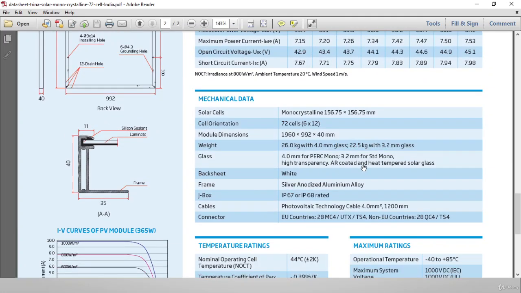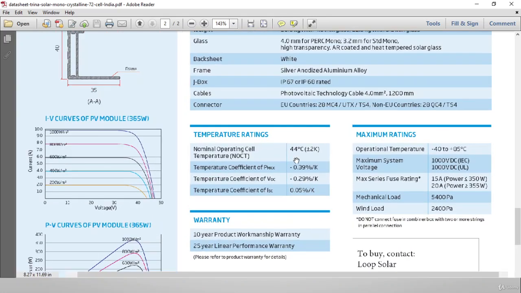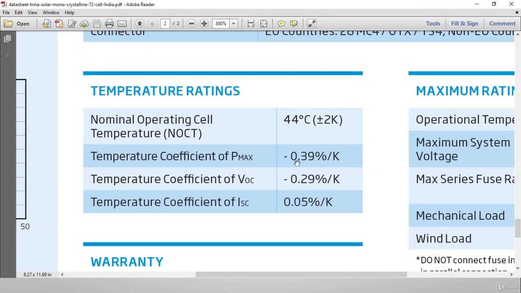The next parameter we have to see is the temperature coefficient rating. In this solar panel, the temperature coefficient at the open circuit voltage VOC is minus 0.29 percent per degree increase in the temperature, or per Kelvin increase in the temperature, as they have mentioned.